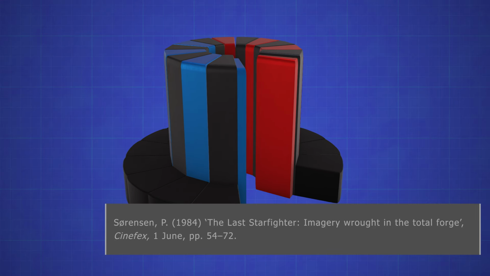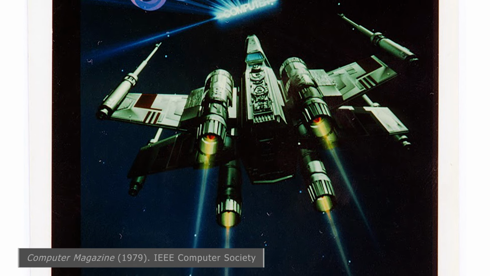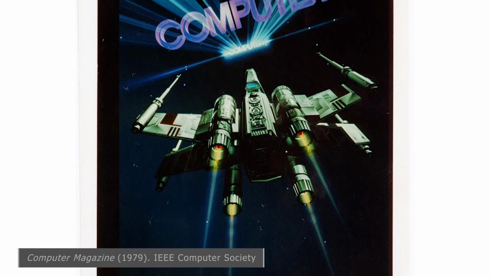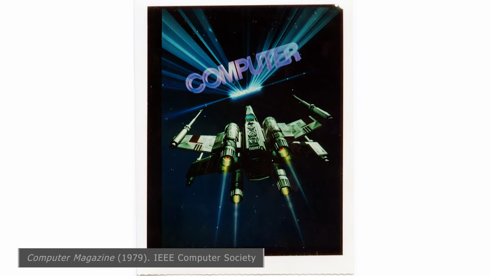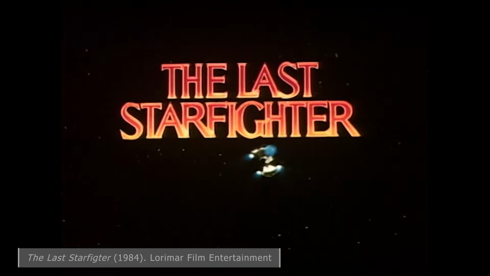And while George Lucas passed on CG X-Wings, yes, that George Lucas, rejecting CGI, III's model of the X-Wing did get printed on the cover of Computer magazine, and most likely led to Digital Productions winning the gig for The Last Starfighter. If you've not seen that movie, you didn't miss much.